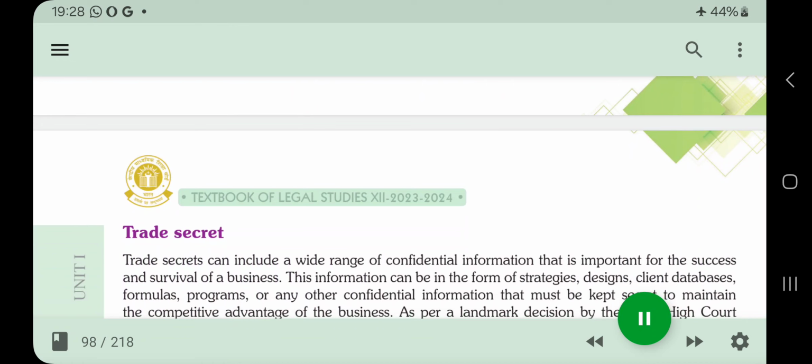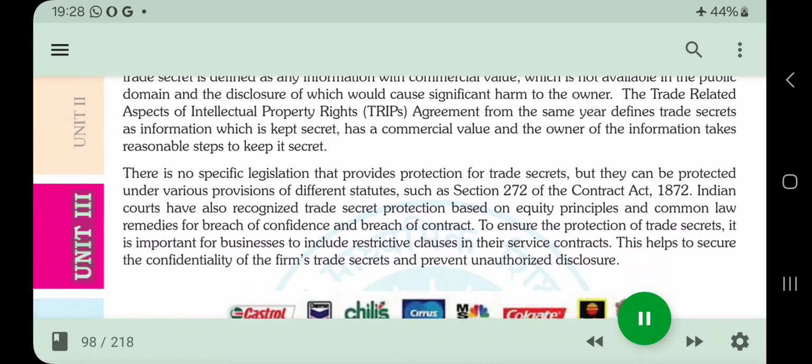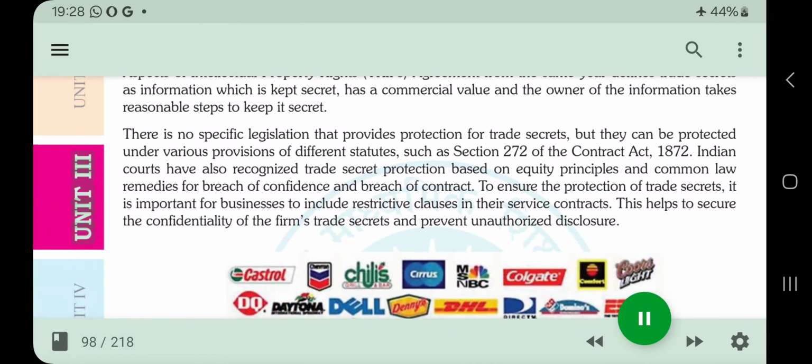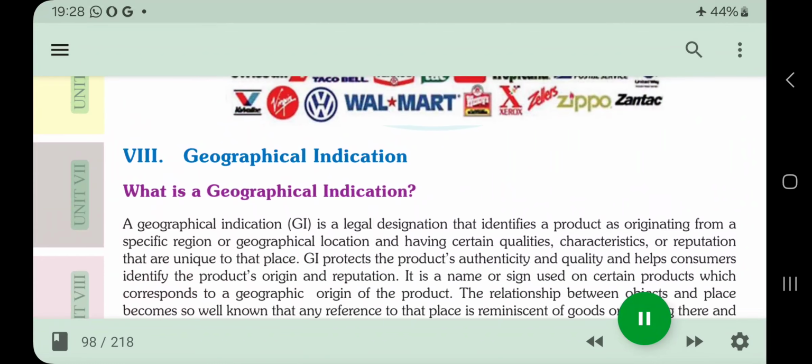Textbook of Legal Studies 12-2023-2024. www.CBCacademic.NIC.In. Unit I. Unit 2. Unit III. Unit IV. Unit V. 88. Unit V. Unit 7.